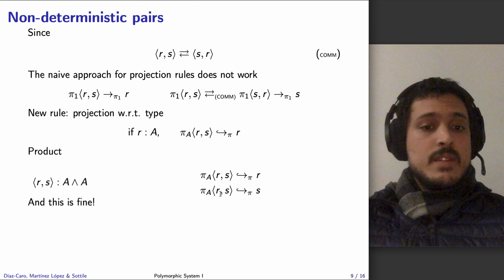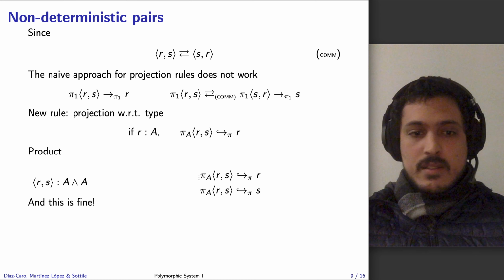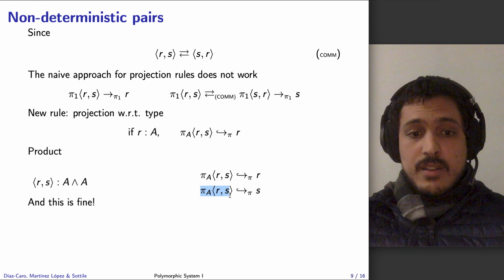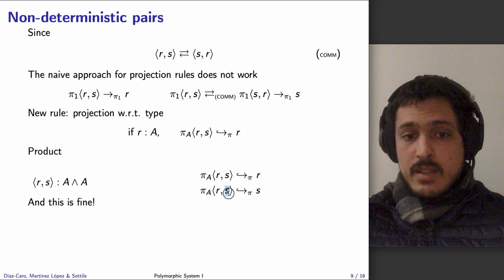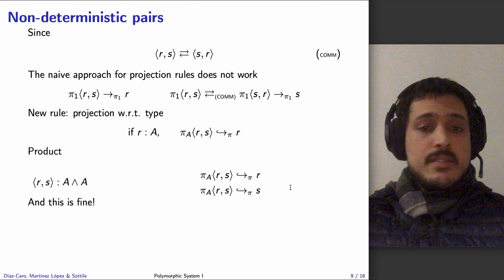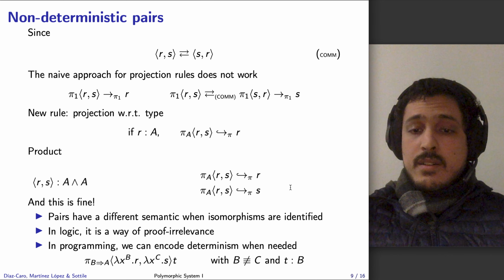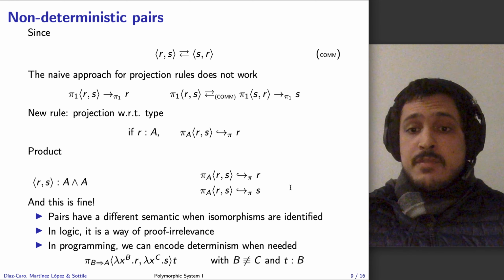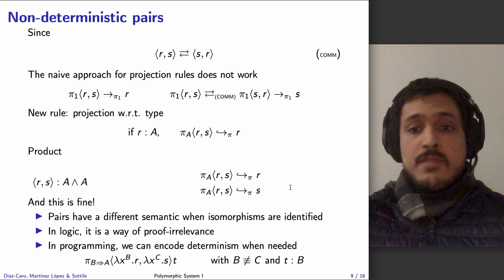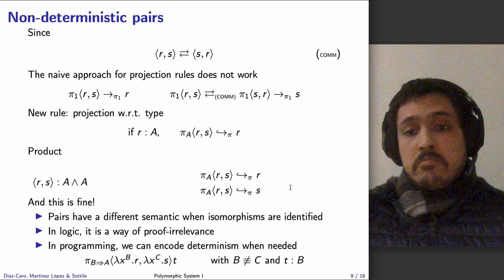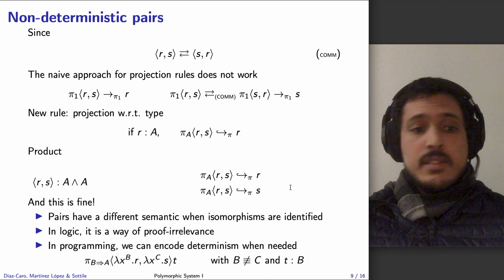That's not the problem, because it behaves non-deterministically. Projecting the A from here gives an R because R has type A, and it also gives an S because S has type A, right? But this is fine because pairs just have a different semantic when isomorphisms are identified. So when we are in the process of this commutativity isomorphisms for the product, the pairs are non-deterministic.